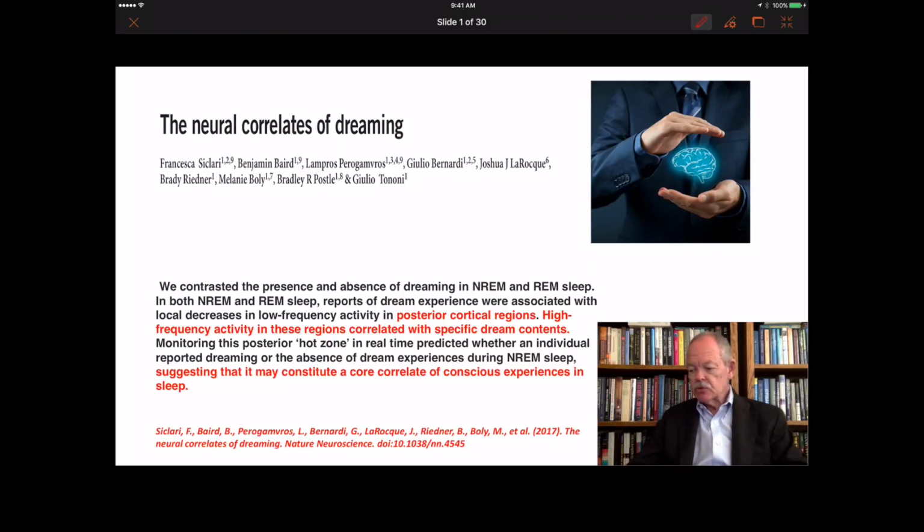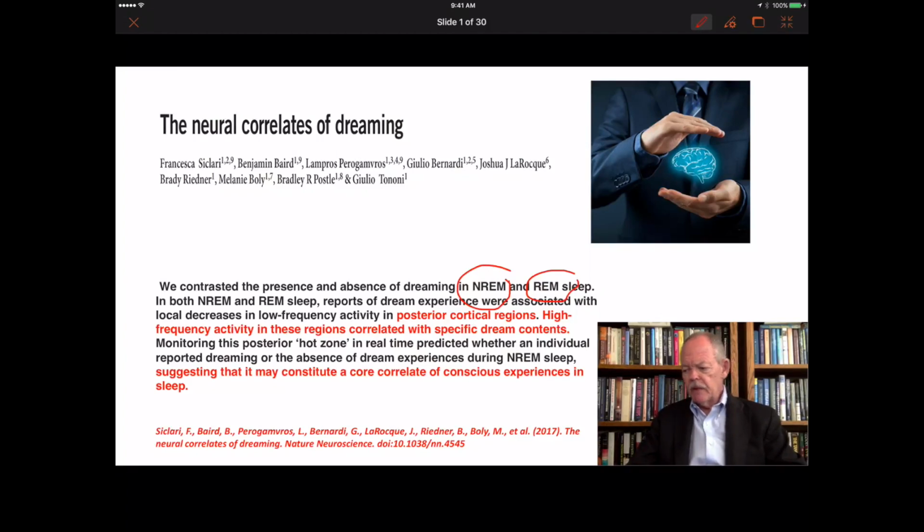And the idea is to contrast the presence and absence of dreaming in both non-REM and REM sleep. Now, this may come as a surprise because we are taught that REM sleep, rapid eye movement sleep, is of course that state in the EEG correlated with dreaming, but not so. We dream in non-REM sleep as well.